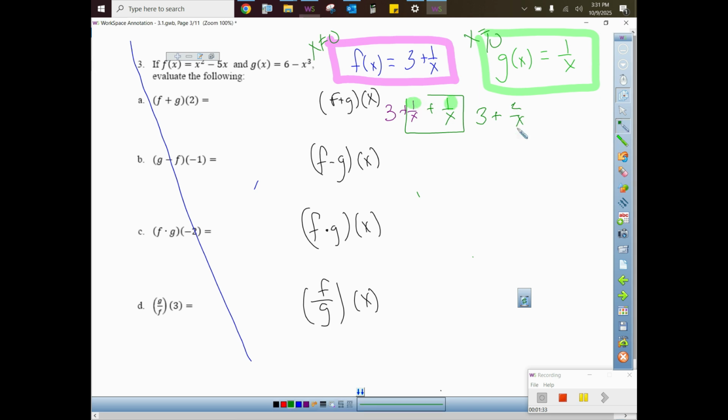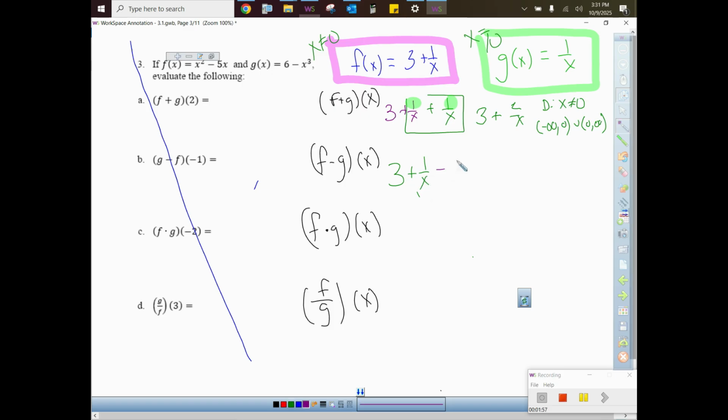And remember, we kicked 0 out of the party, but nobody else snuck around downstairs, so our domain is still going to be x cannot equal 0. And if we put that in interval notation, it goes from negative infinity to 0, union 0 to infinity in that case. When we subtract them from each other, it'll be 3 plus 1 over x.